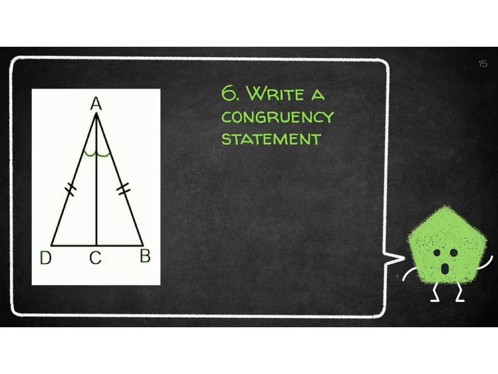Let's look at example number 6, and this one is similar to one that we've already done, and there are actually two ways that we can write this one. So first, let's see that they tell us DA is congruent to BA. They tell us that this angle is congruent to this angle. We know that AC is congruent to itself.